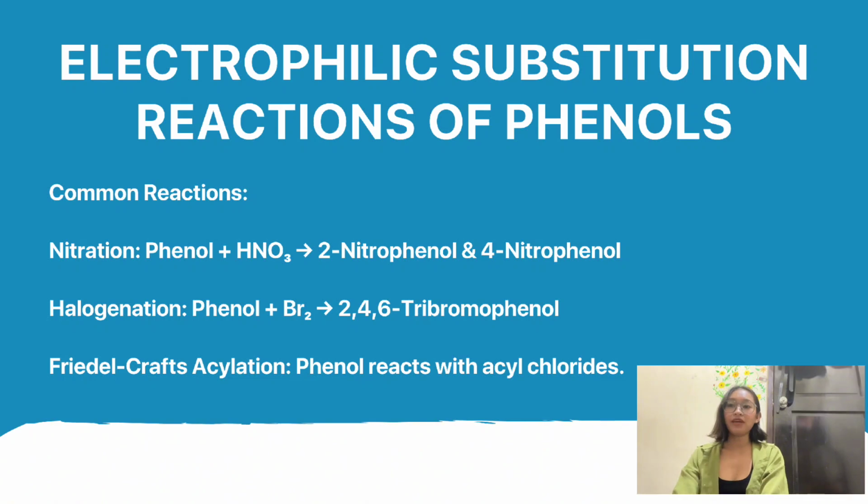So last, we have here the final summary of key points. Alcohols and phenols react with sodium metal, producing hydrogen gas and forming alkoxide or phenoxide ions. Phenols react faster with sodium than alcohols because they are more acidic, and phenols undergo electrophilic substitution at ortho and para positions.